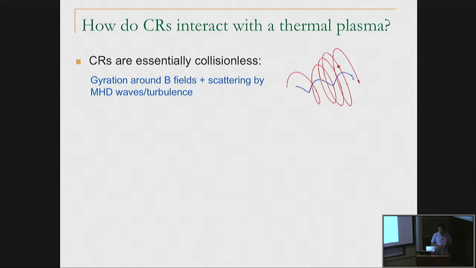And to address these questions, we would like to start from the basic level. Basically, how do cosmic rays interact with a thermal plasma? There are several ways that they can interact. From a very passive point of view, cosmic rays are essentially collisionless, and all they do is respond to magnetic fields. They can gyrate around the magnetic field, and if there are waves and turbulence in the ISM, they are scattered by these waves and turbulence. So that's the passive aspect.